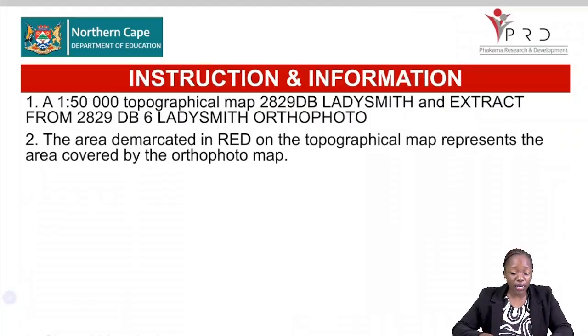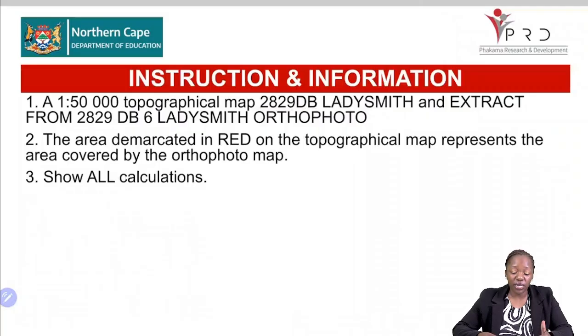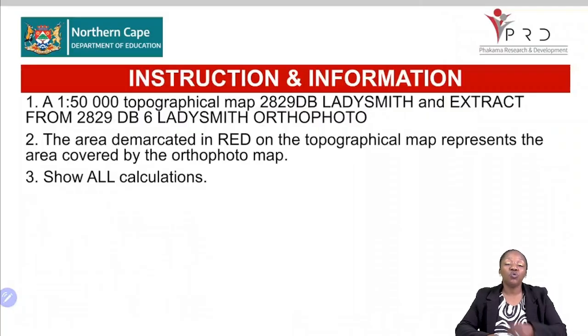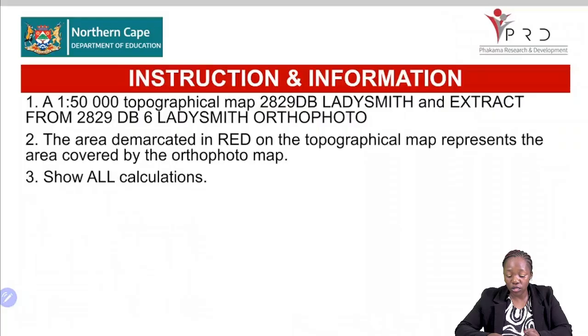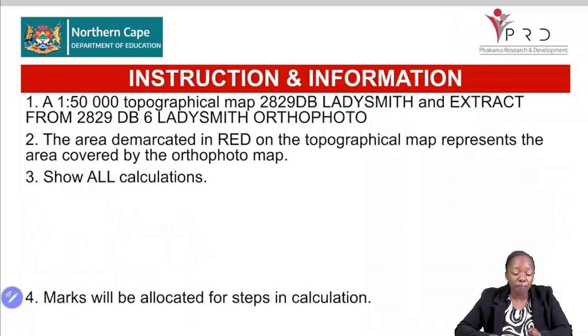Then we're looking at our question number 3. It says, which is the instruction, show all calculations. Remember, when you are marked in calculations, you will be marked per steps. So it is important that you show all the steps. You cannot just do the steps on the rough paper and then you come on your answer book, you only write the final answer. It means you will miss some of the marks.